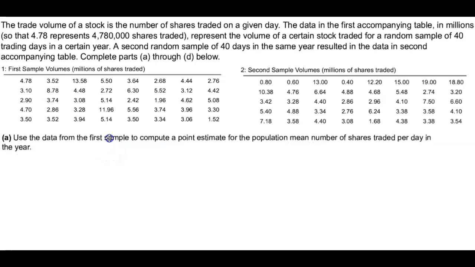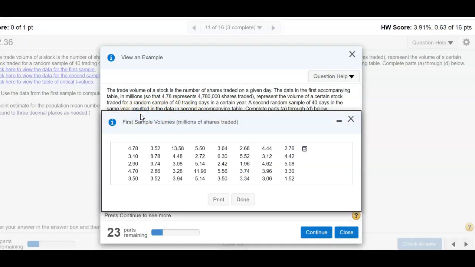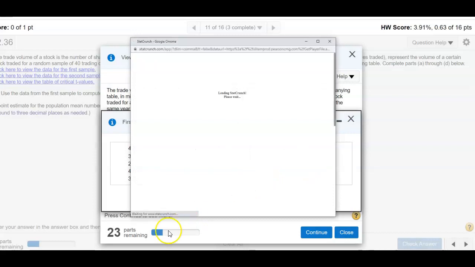So for part A, it's asking us to use the data from the first sample to compute a point estimate for the population mean number of shares traded per day in the year. So remember that the point estimate is the sample mean. So we want to find the sample mean. What we're going to do is open this up in StatCrunch. So we're going to click here to open up that table, and over here, we're going to open it in StatCrunch.